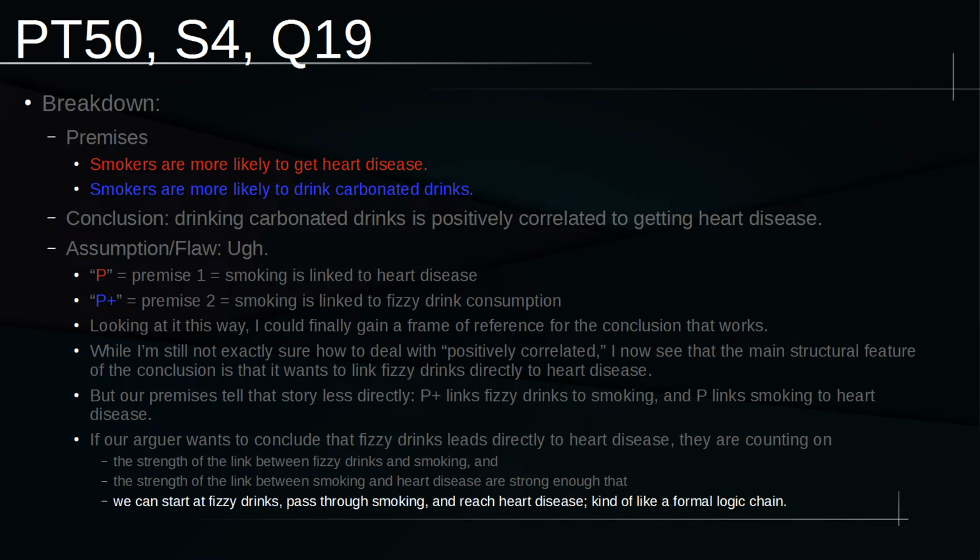That, even though they're not really pretending to make this formal logic, I feel like that's what they desire when it comes down to it. They want a similar effect. They want two things that are not directly linked but share a common interstitial thing. They want to be able to start at fizzy drinks and reach directly to heart disease, even though the premises never actually come out and directly connect them. It connects one end, the fizzy drink end, to smoking, and then it connects the other end, heart disease, to smoking. And so they're hoping that the connections on either side of smoking are strong enough that you can just start with fizzy drinks, get all the way to heart disease, and just do it all in one go.